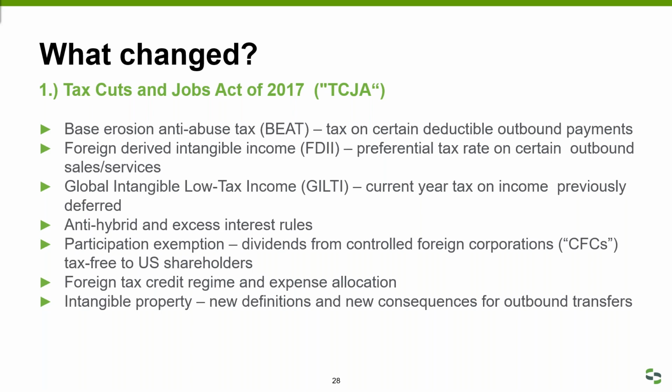In the EU, we have new anti-hybrid and excess interest rules. If you are operating through, as Ron referred to, a flow-through vehicle in foreign jurisdictions, are you going to run afoul of the anti-hybrid rules? And then we have the participation exemption, where there's an opportunity now to bring back income from your foreign companies or subsidiaries back to the U.S. on a tax-free basis. The basic foreign tax credit regime has changed tremendously, and of course there are new definitions with regard to intangible property. So what's changed? Everything's changed.